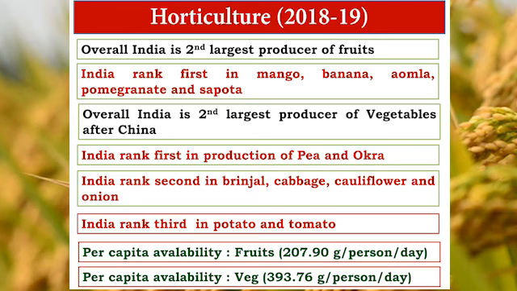So the per capita availability, many times you will find this question in exams. Per capita availability of fruits is 207.90 gram per person per day in our country. And per capita availability of vegetables is 393.76 gram per person per day. So per capita availability, you can understand how much vegetable is available to a person per day in our country.